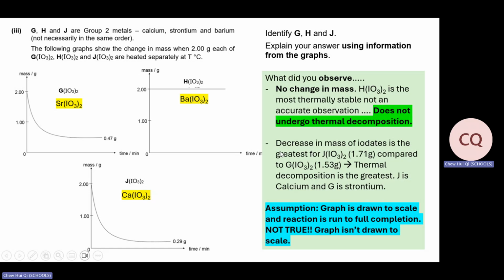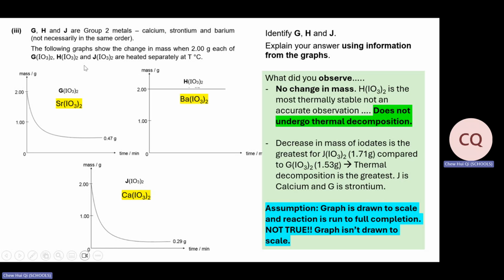What you did was compare the decrease in mass of the iodates, and it is the greatest for J iodate. Okay, because of the decrease of 1.71 grams as compared to G iodate. Therefore, you say that the thermal decomposition in J is actually the greatest, and you conclude this. No. Why? Okay, listen up.